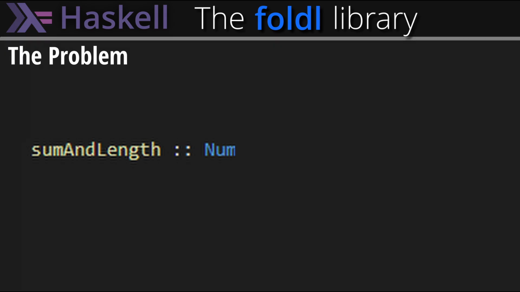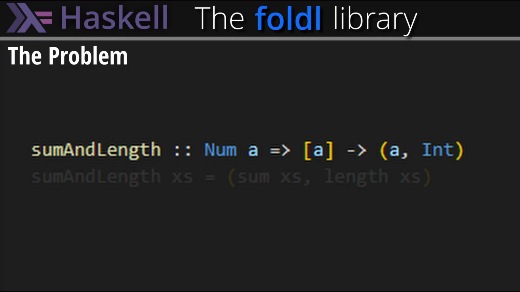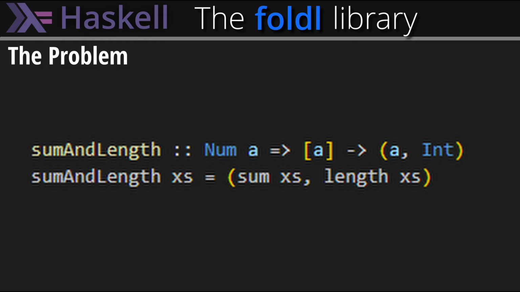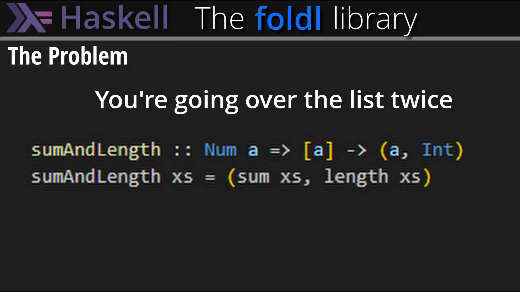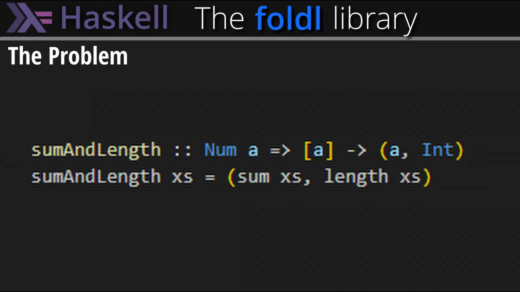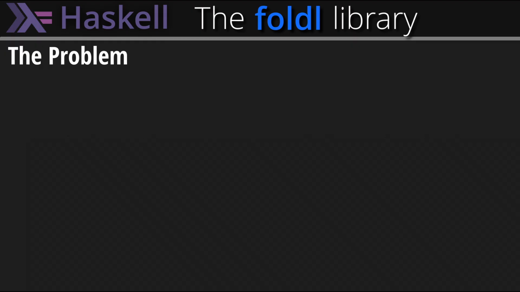First, we take a list of numeric values and we'll return a tuple of the sum and length. This is probably what you're thinking. Easy enough, right? Well, while it's very clean and easy to read code, there's still a problem. You're going over the list twice. First when you're summing up all the values, and the second time when you're calculating the length. So at this point, the perfectionist Haskell optimizer in you should tell you there's got to be a better way.